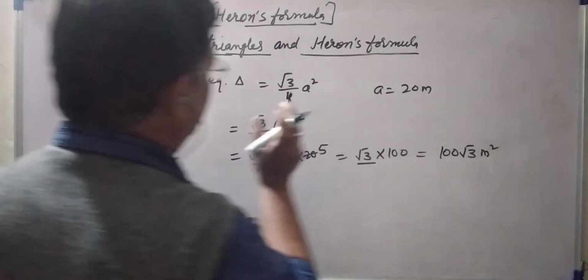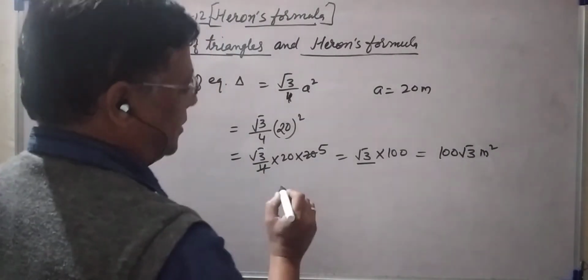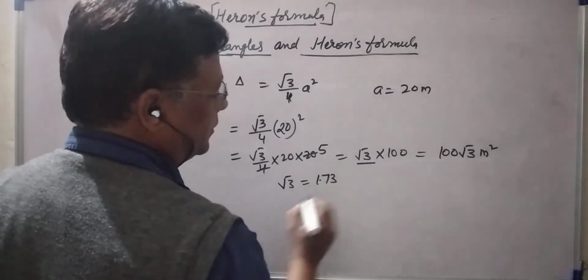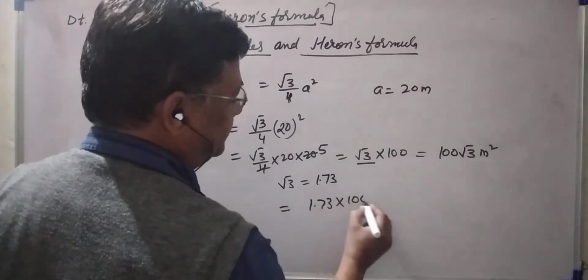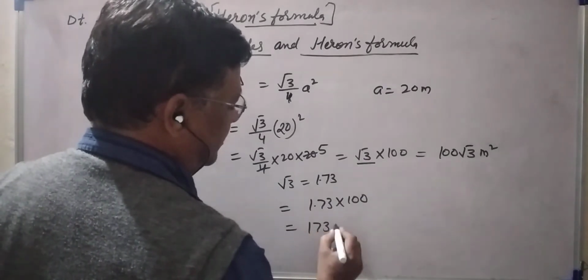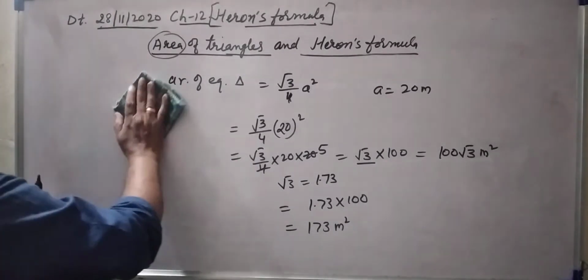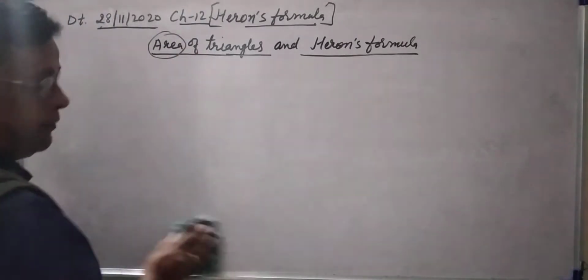Wherever we are using the word area, all the units will be square units. If suppose root 3 is 1.73, then the area will be 1.73 into 100, so that is 173 meter square. This way we can find the area of an equilateral triangle where the side is given. Or if we use Heron's formula for that, we will not go for the different part, because that is much easier, you can do it easily.